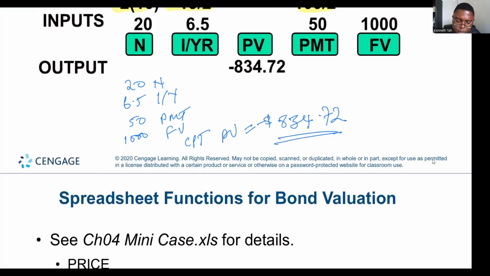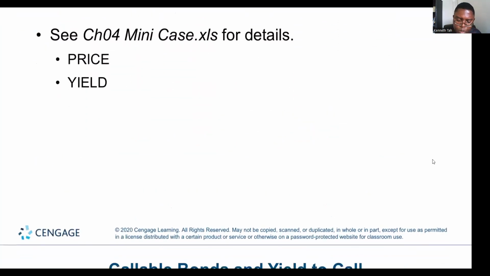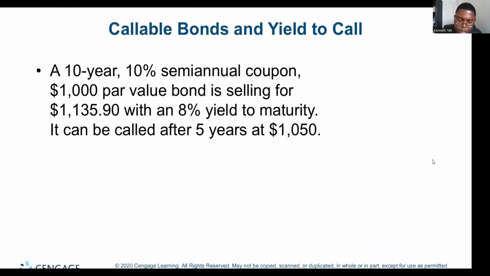All right, since bonds tend to have callable provisions, we have the yield to call. So we have yield to maturity if investors hold the bond to maturity. But with a callable provision, the company can call back the bond, affecting the yield of the investor. So the investor's yield will become yield to call and not yield to maturity.